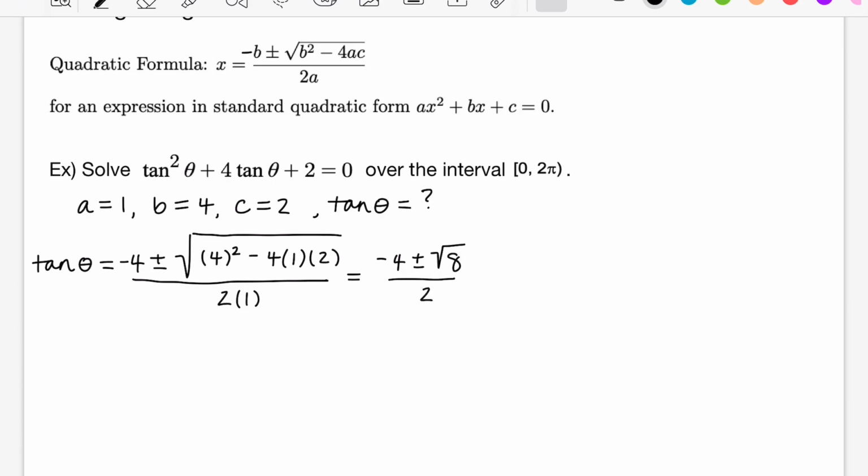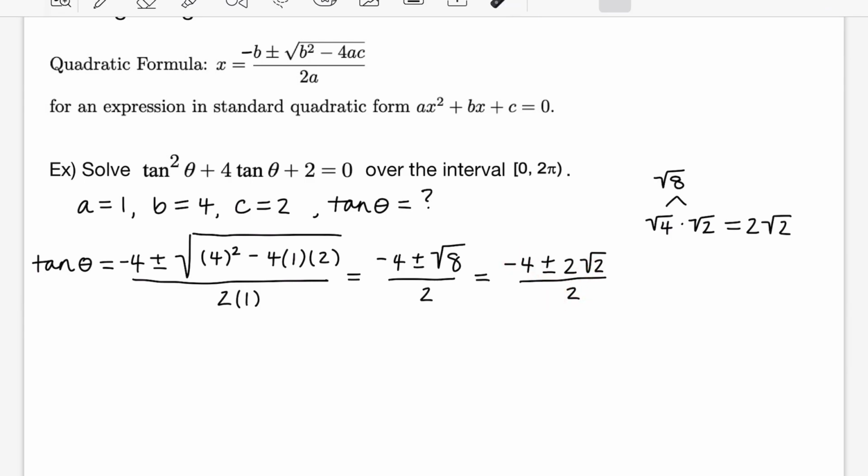Now remember, we can rewrite the square root of 8 as the following here using our prime factorization. So we're breaking this up into these two radicals. The square root of 4 we know is just going to be 2, so this will just be 2 times root 2. So we can rewrite this here as minus 4 plus or minus 2 times square root of 2, and again this is still all over 2. Since 2 is dividing both of these terms, we will get minus 2 plus or minus the square root of 2.